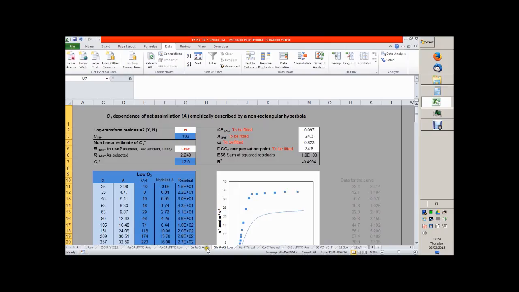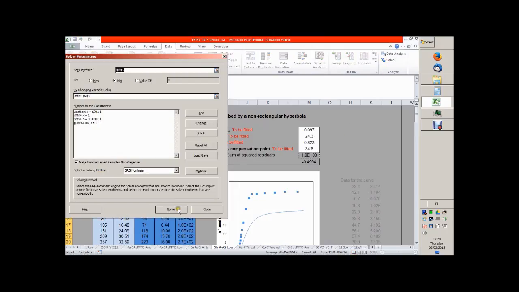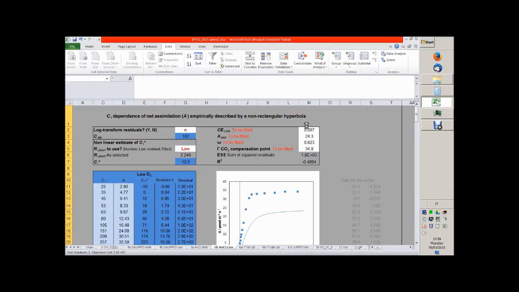Sheet 5b works exactly the same as sheet 5a. The difference is that here the ACI curve measured under low oxygen is plotted and modeled. By solving those four parameters, we can now get the parameters which will describe our ACI curve under low oxygen. Similarly, Ci star is calculated from respiration in the light derived under low oxygen.